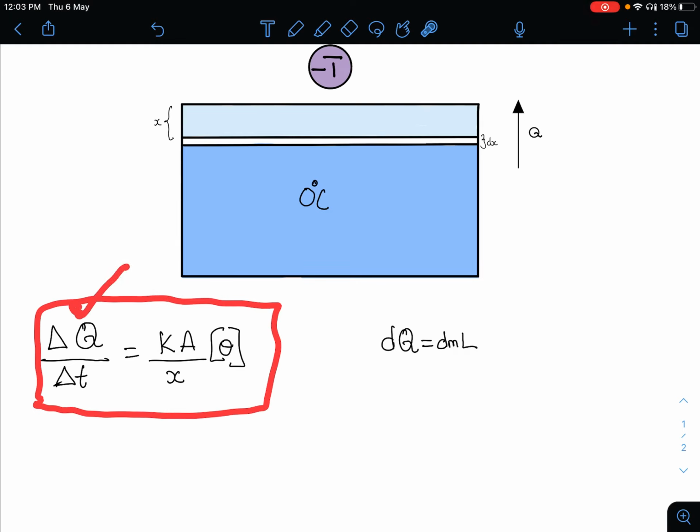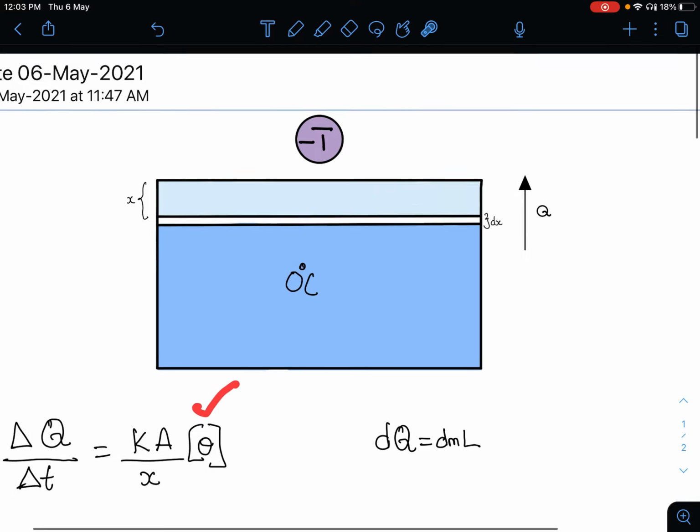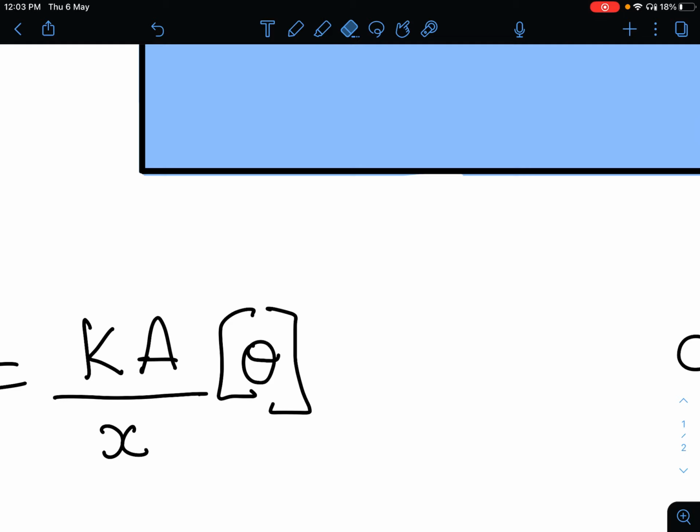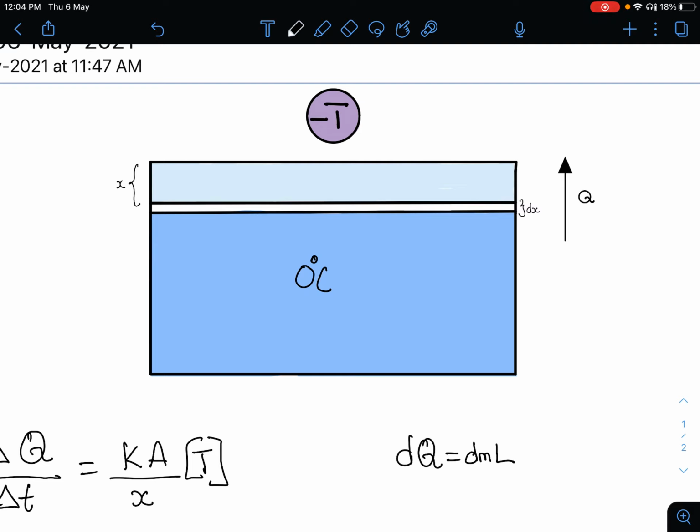This is heat current. Heat current will be equal to K, conductivity of ice, A, area of this ice cap or this lake, by X. X is the thickness, theta is the temperature difference. In this case, what will theta be? Theta will be the constant T. You may have difficulty with minus T or plus T. We are taking the direction of heat, like heat is going to go from water to the external environment. We are cooling water. So the heat flow will be from water to the outside.